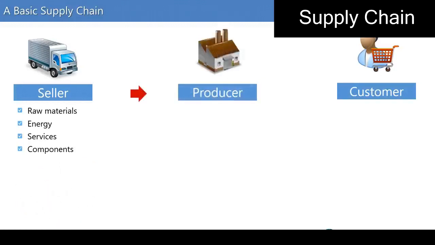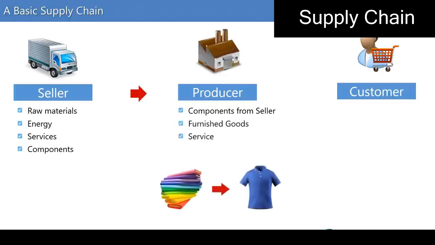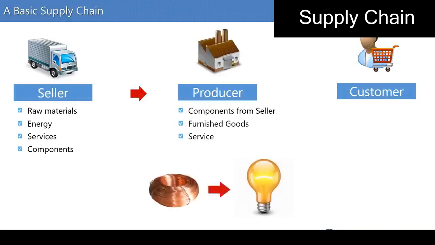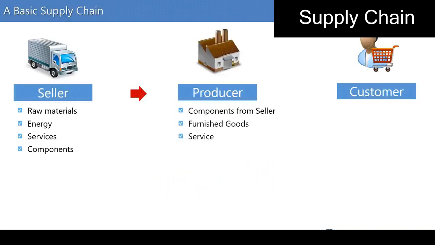A producer is the one who receives components from the seller to produce a finished good or service, such as shirts from fabric, crockery from plastic, power from electric wiring, or provides transportation through aircraft. The customer is the one who receives the finished product. That is the one who wears those shirts, uses the crockery, turns on the lights, or flies in an aeroplane.